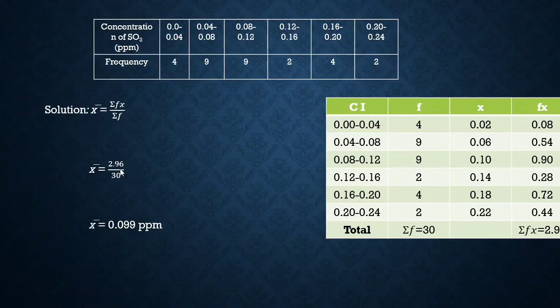So x bar is equal to summation of fx, which is 2.96, divided by 30. On division we get mean is equal to 0.099 ppm or parts per million. So the concentration of sulfur dioxide in the air in these localities, the average concentration, is equal to 0.099 parts per million. This is the solution for the 7th question.